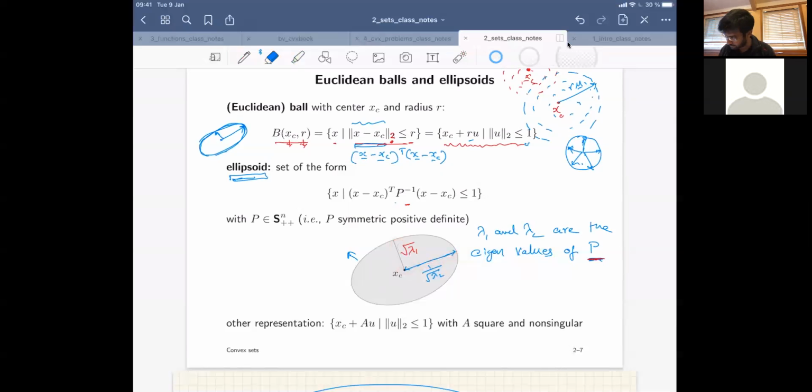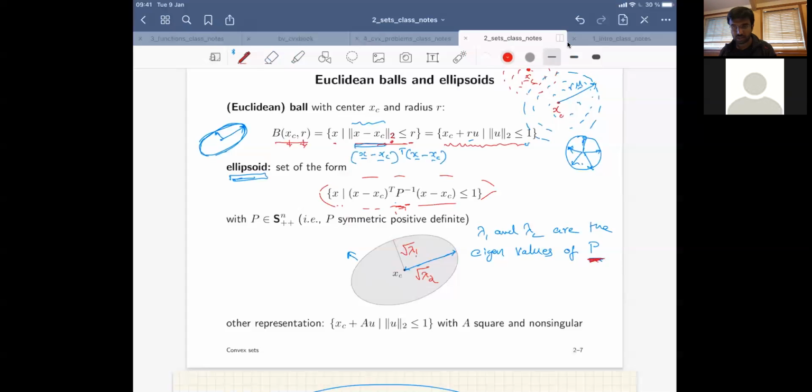So please make this correction, because lambda is the eigenvalue associated with the matrix P, not P inverse. So the length of the axes of this ellipsoid will be root lambda, not 1 by root lambda.